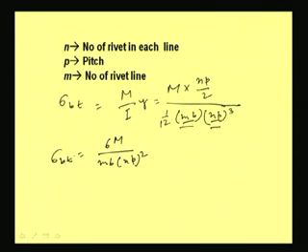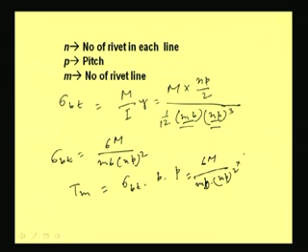Thus, the effective tensile load on the extreme fastener, which may be denoted as Tm, can be found as sigma Bt into B into P. Sigma Bt is nothing but this, so I can write 6M by MB, so MB into NP whole square, into B into P. Simplifying this, we get 6M by MPN square. So the effective tensile load on the extreme fastener will become 6M by MPN square.